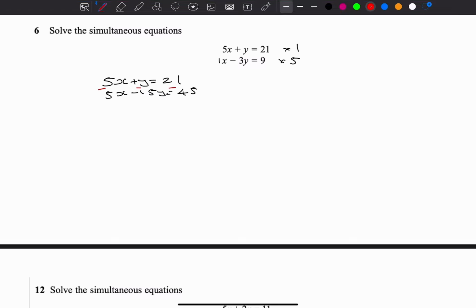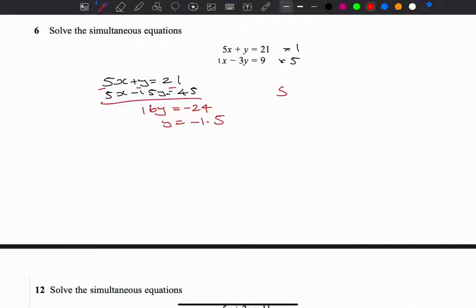Take away. That makes it 16y equals 21 take away 45, which is minus 24. Y is that divided, which is minus 1.5.